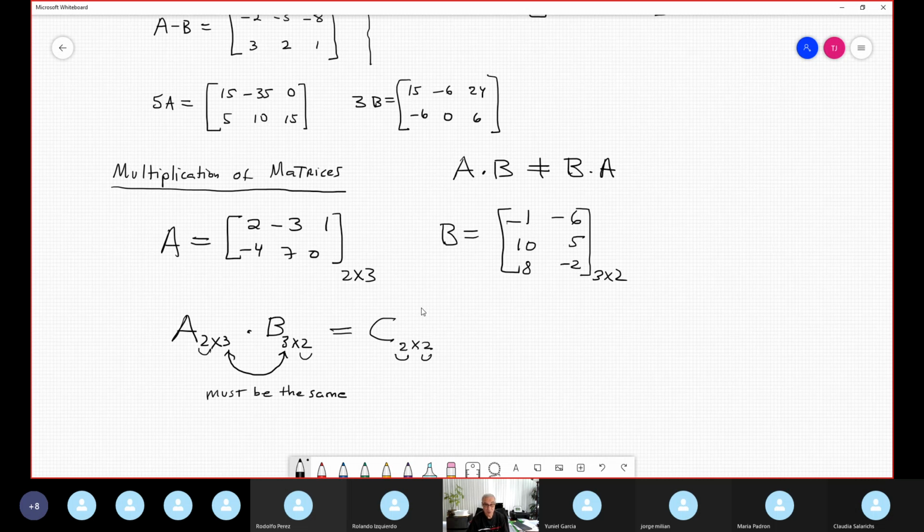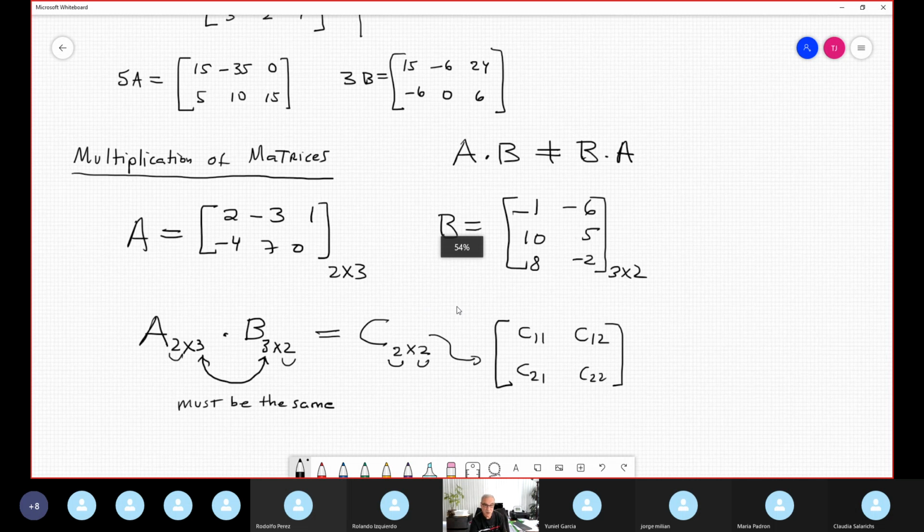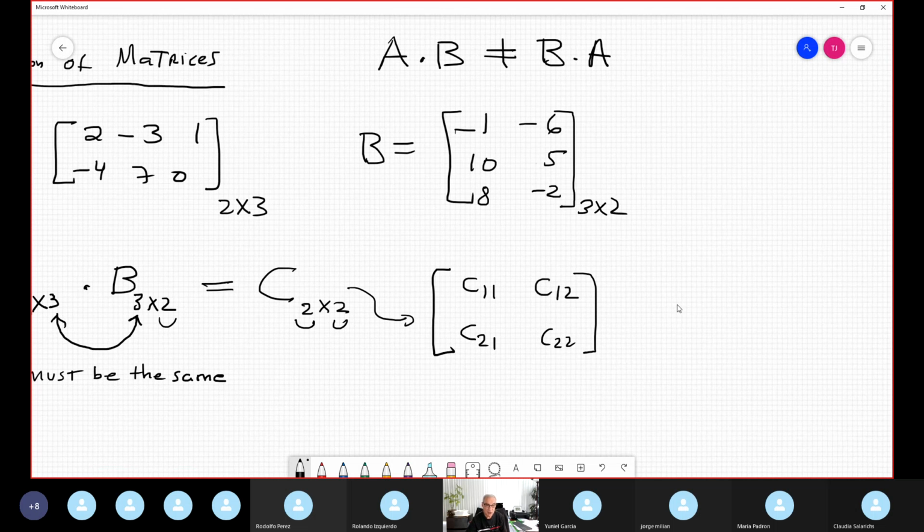And how do you find that? Well, okay, let me call the matrix C. This matrix is formed by C11, C12, C21, and C22, 4 elements. I use a double subscript. What does C11 mean? C11 is the element located in row 1, column 1. The first number represents the row, the second represents the column. C12 is row 1, column 2. Makes sense, right? Column 1, column 2, row 1, row 2.